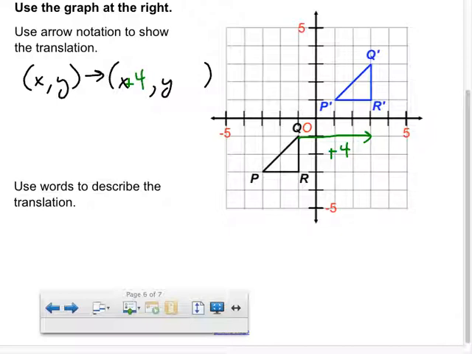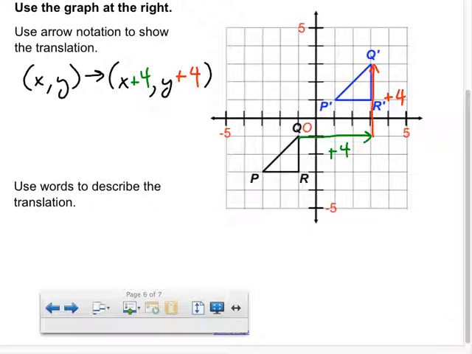Now, what about the y coordinate? Am I on the correct level to get to the image of Q, or Q primed? What do I have to do? Go up. And is that plus or minus? Plus. So I'm going to increase. I'm going up, and how many levels did I go up? 4. So it's plus 4 here. So that's my arrow notation for any point from the original to the image.